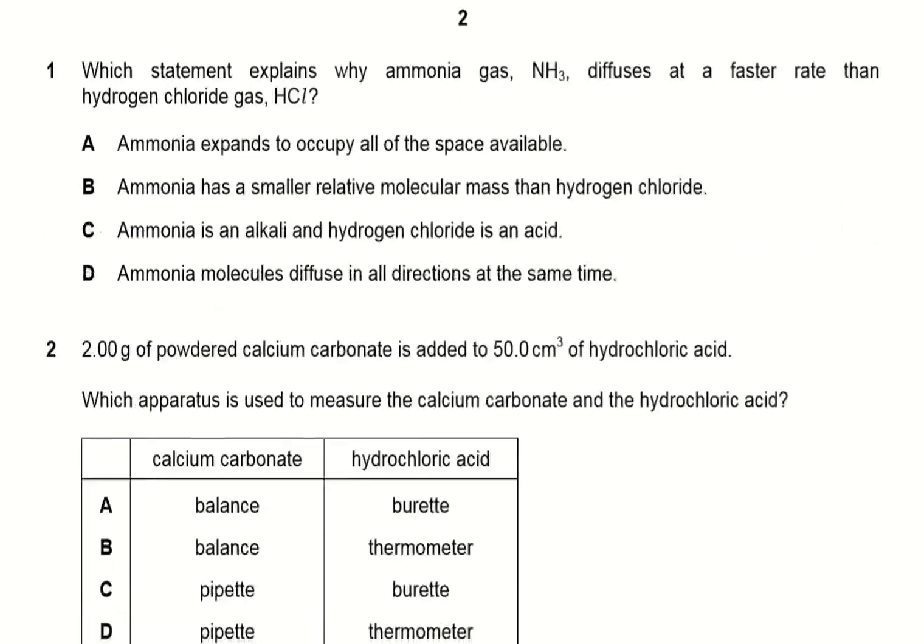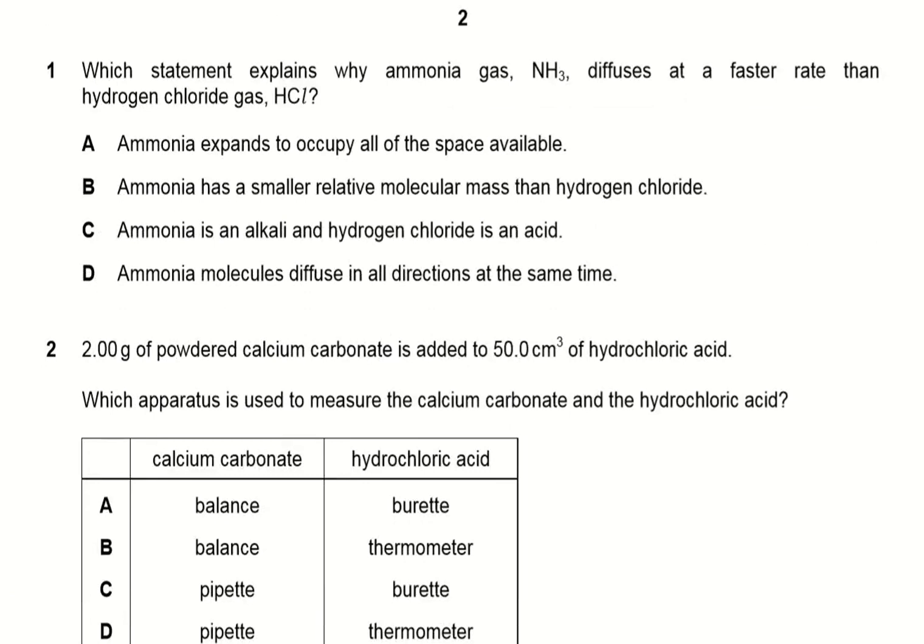Okay, so let's move on straight to question 1. Which statement explains why ammonia gas diffuses at a faster rate than hydrogen chloride gas? So looking at this option, you cast your mind back to factors that affect the rate of diffusion of gases.